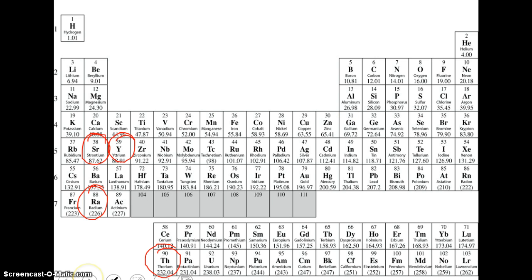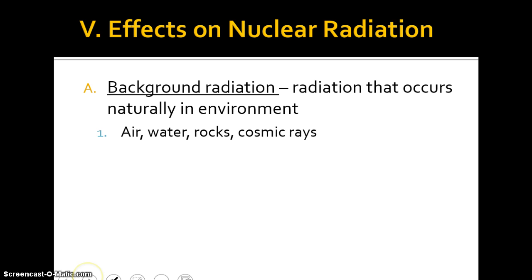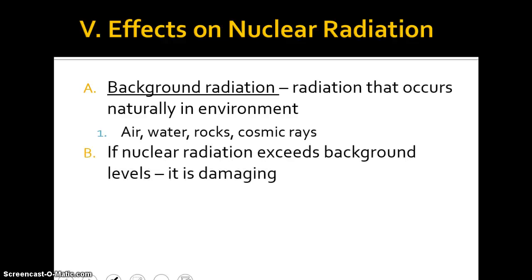That is not it. We have a few more things. Effects of nuclear radiation. Background radiation. Background radiation is radiation that occurs naturally in an environment. Air, water, rocks, cosmic rays, all of those have radiation that we're naturally exposed to in the environment. If nuclear radiation exceeds a certain level, then it is damaging, and it can cause skin damage and cancer.